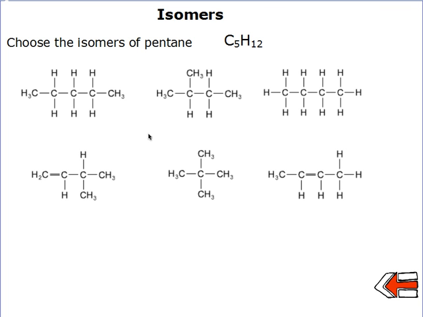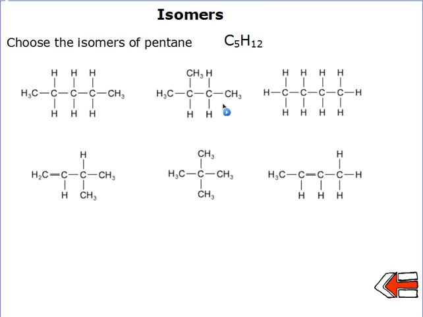If we have a look at pentane, C5H12, try to decide which of these structures are isomers of pentane. What about this one as the first one? That's right, with 5 carbons and 12 hydrogens around the outside, that is definitely an isomer of pentane. It is a straight chain isomer.